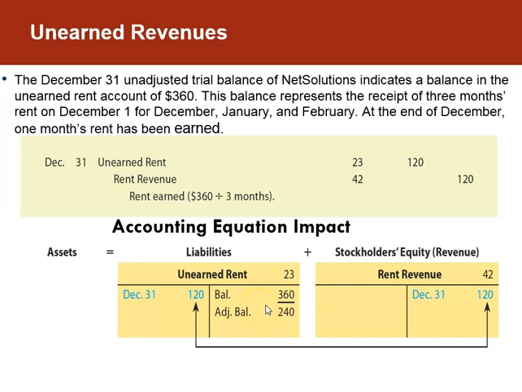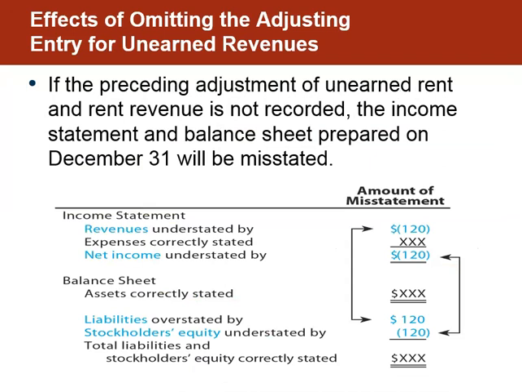Our liabilities have gone down and our revenue has gone up. Always a good thing. So again, let's look at what happens if we fail to make this journal entry at December 31st. Revenues are going to be understated by $120.